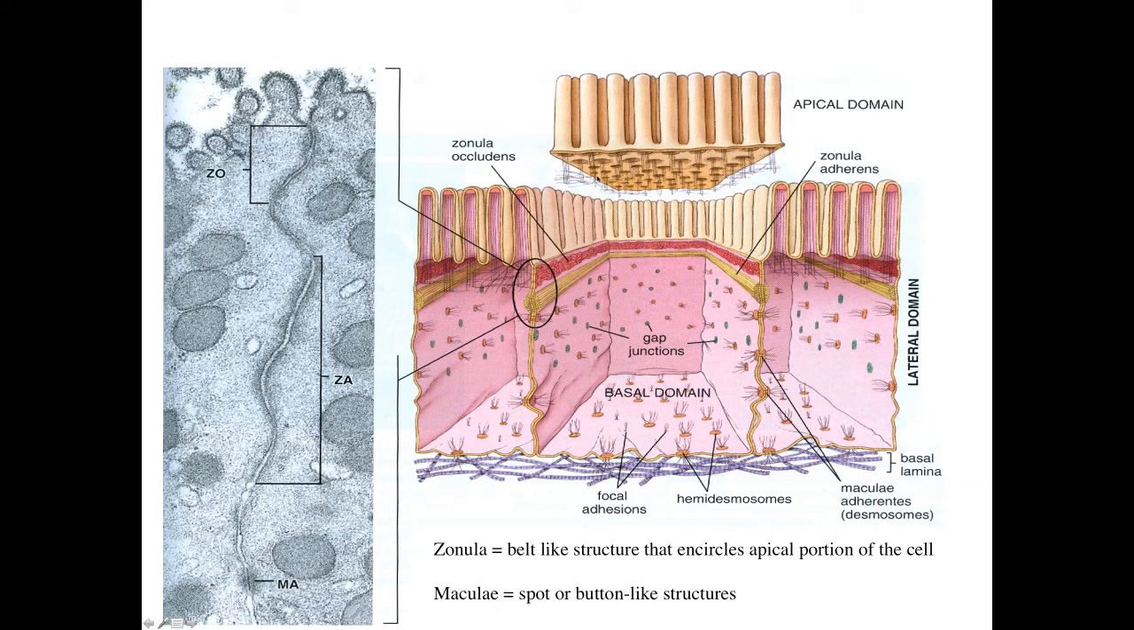But then the artist has now drawn these two zonulas, with the zonular occludens on the more apical region of the cells, and then the zonular adherens also on the apical region of the cell, but below the zonular occludens. Then the artist has drawn macular adherens, also given the term desmosomes, throughout the cells, and we will talk a little bit later about hemidesmosomes and focal adhesions, other types of junctional complexes on these cells.